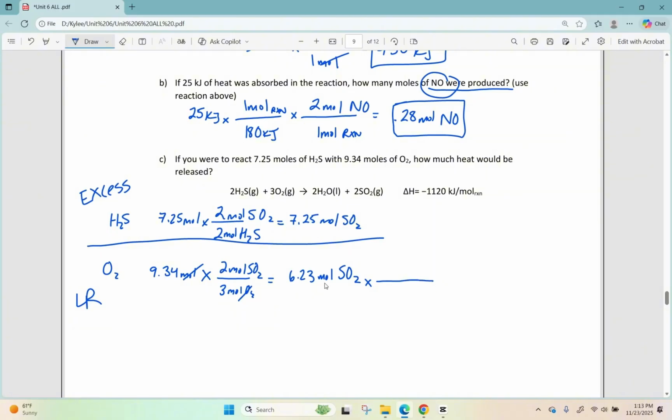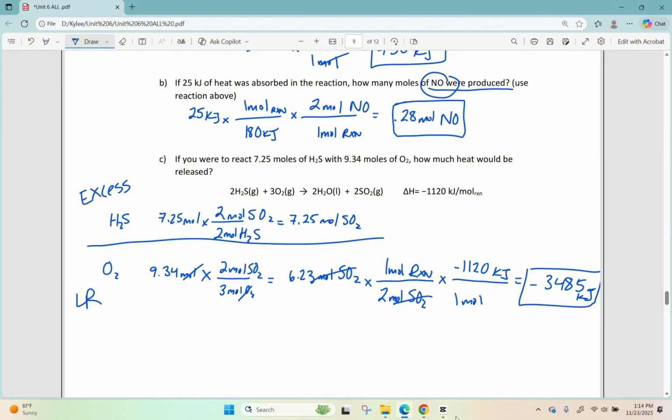From here, I know that it is 2 moles of SO2 for 1 mole of the reaction. So SO2 gets canceled, and then for every 1 mole of the reaction, it releases 1120 kilojoules. So I'm going to take 6.23 times negative 1120, and then I'm actually going to divide that by 2, and I get 3485. Again, that being negative because energy is being released.